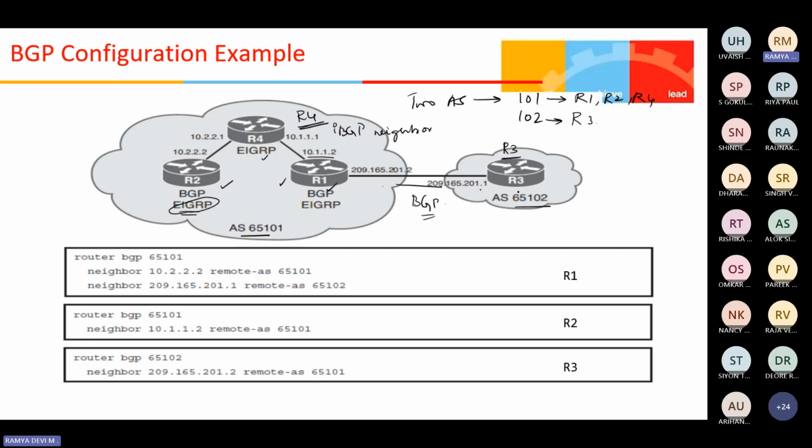The other one is R3. R3 is working on this IP address, 202.165.201.2. Okay, so see here, it is a different IP address, right? It is a part of autonomous system 65102. So for this, we'll be using eBGP, exterior BGP. So it is an exterior BGP neighbor.